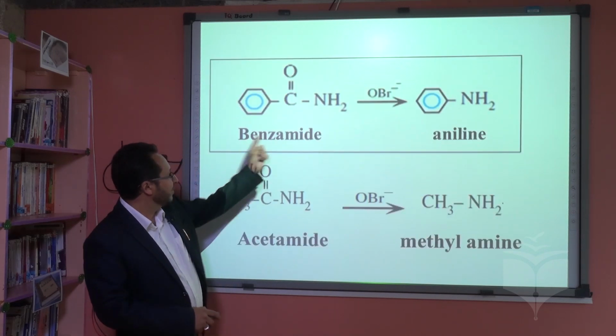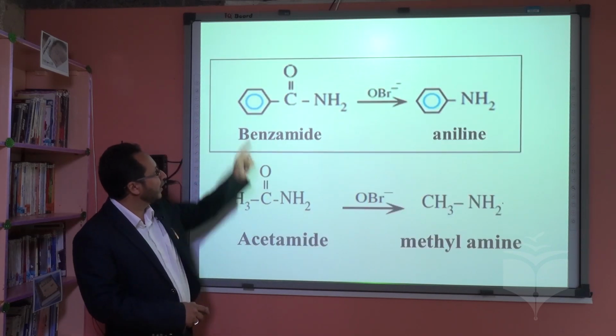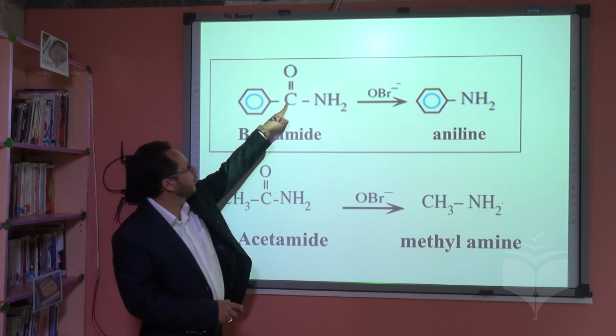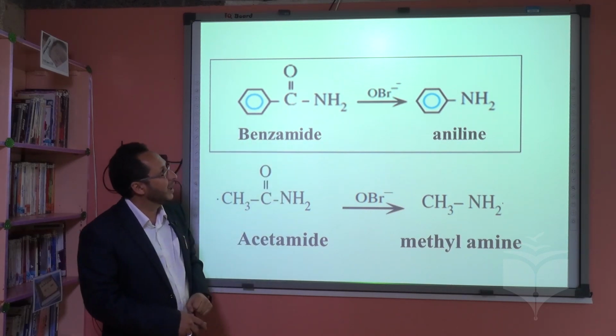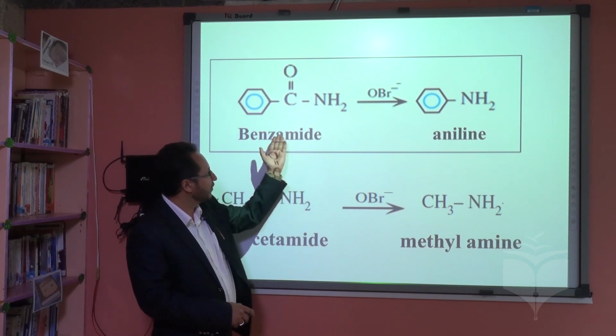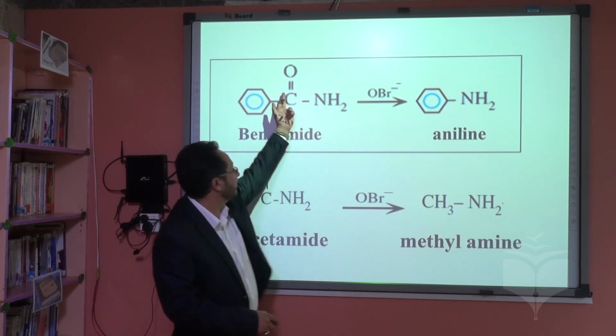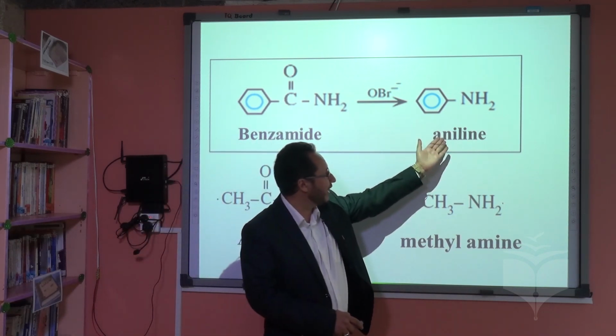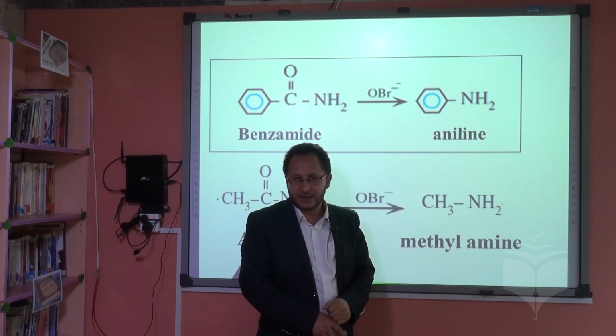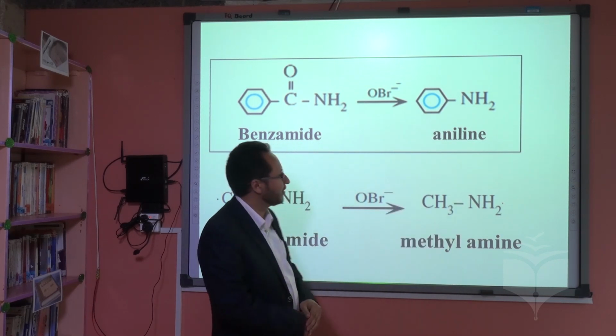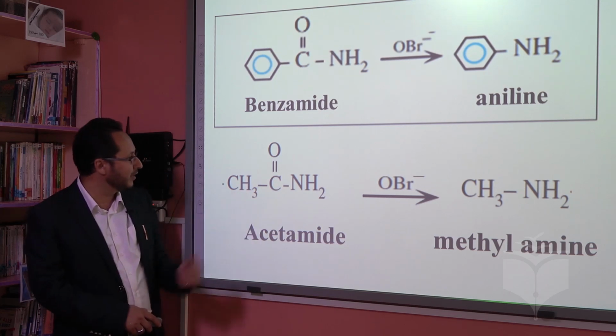Here we have benzamide. In the benzamide, you just have to remove C double bond O. So this is benzamide. If this C double bond O is removed, you get the aniline, and aniline is the type of amines.